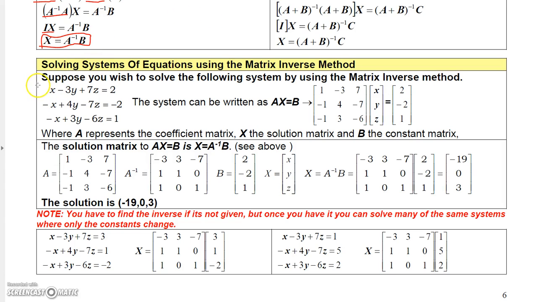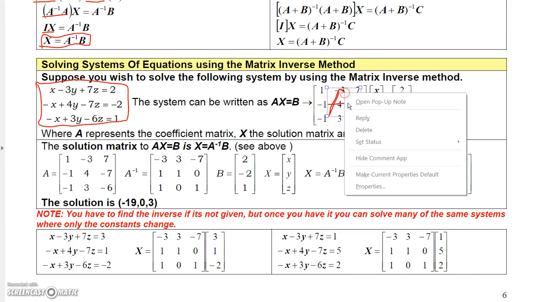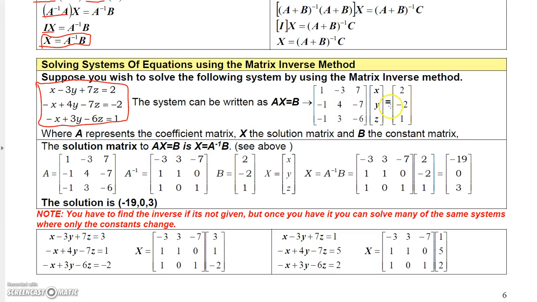Okay, so let's say we want to solve this system of equations. Let's say the coefficients are the matrix A. So the coefficients are 1, negative 3, 7, negative 1, 4, negative 7, negative 1, 3, negative 6. So here's the matrix A right here. Okay, I'll get that out of the way now. Let's say the matrix that represents my three variables is matrix X. So this is the matrix X.